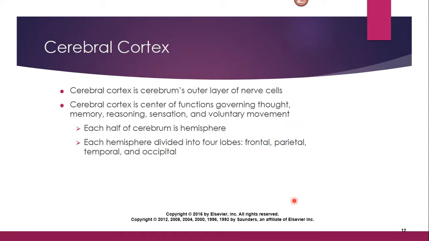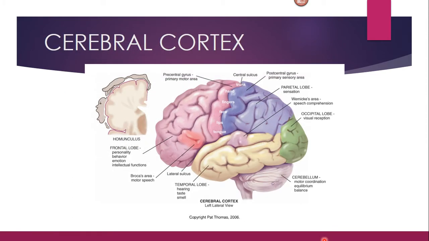Okay, so the cerebral cortex is the cerebrum's outer layer of nerve cells, and it is the center which functions in thought, memory, reasoning, sensation, and voluntary movement. And it's, again, two hemispheres, and it's divided into four lobes. Some of this is a refresher. So this is what our cerebral cortex looks like.